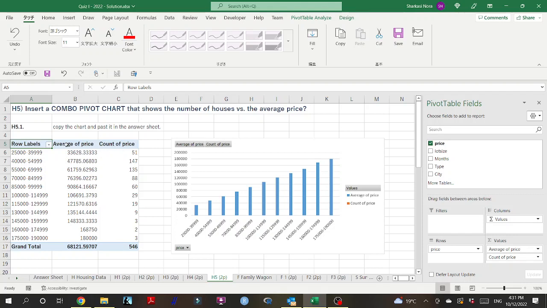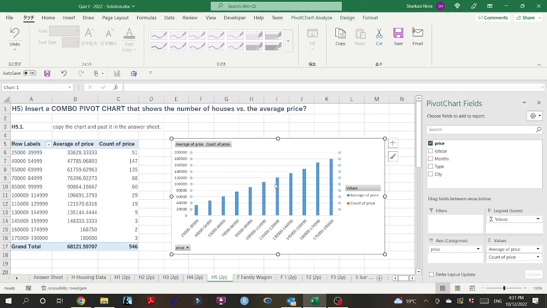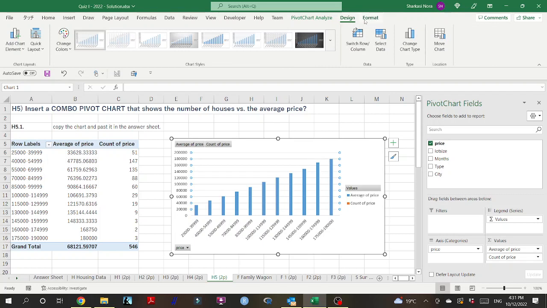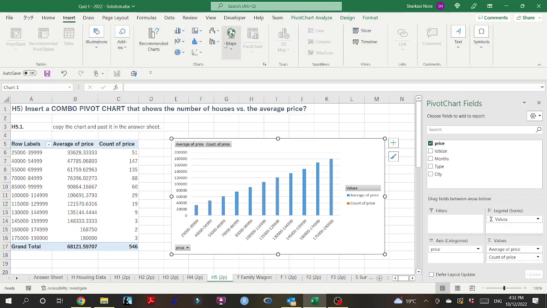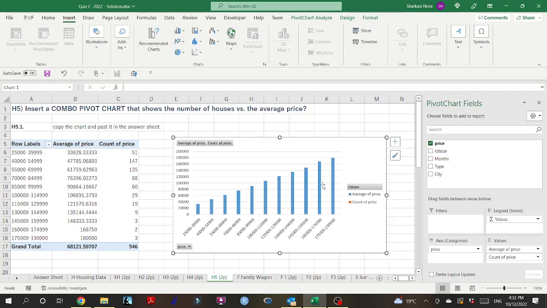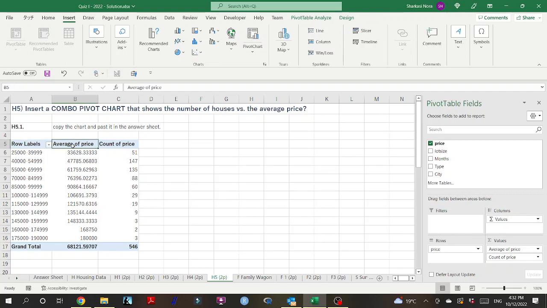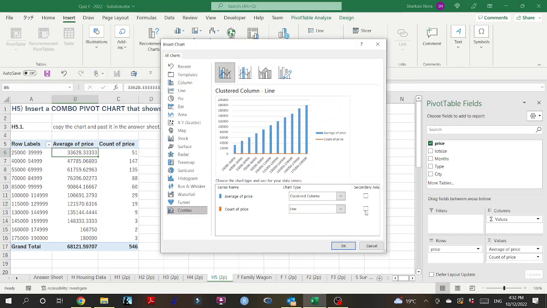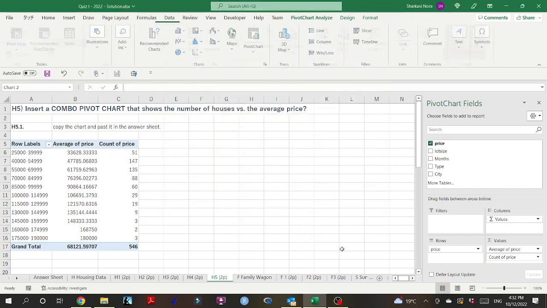So you have the count of price or the average of price, and you insert a pivot table. Something went wrong with my pivot chart. I'm sorry, guys. Something happened with my pivot chart. Here, insert, pivot chart, combo, and then right.